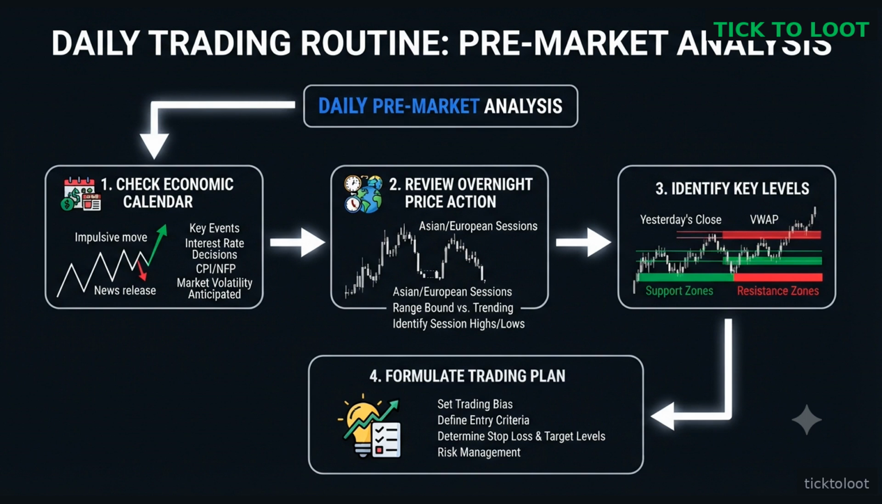Having a daily routine can help you stay on track and make informed decisions. This might include things like checking the economic calendar, reviewing overnight price action, and identifying key levels. By following your daily routine, you can stay focused and avoid distractions. For example, you might start your day by reviewing the economic calendar and identifying any major news events that could impact the markets. You might then review the overnight price action and identify any key levels or trends that you need to be aware of.